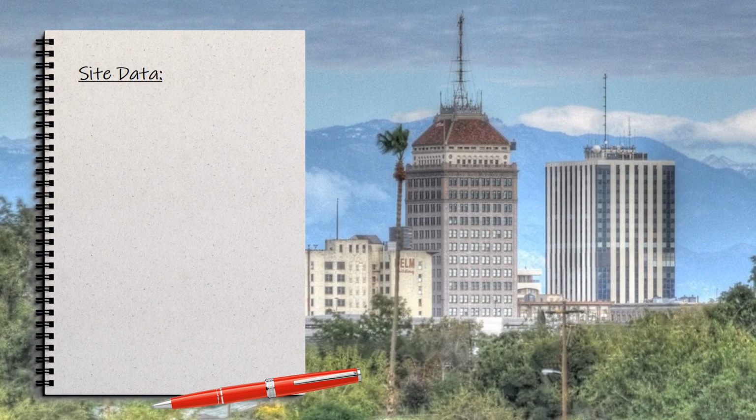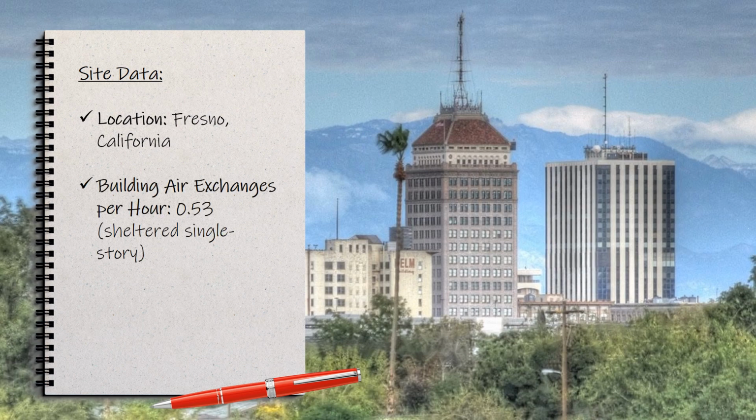The first step is to open your ALOHA program and enter the site data about your facility. There are only 3 parts to this and they are the following. Location. I'm going to use Fresno, California for the example today. Building air exchanges per hour. I selected 0.53 for a sheltered single-story building.